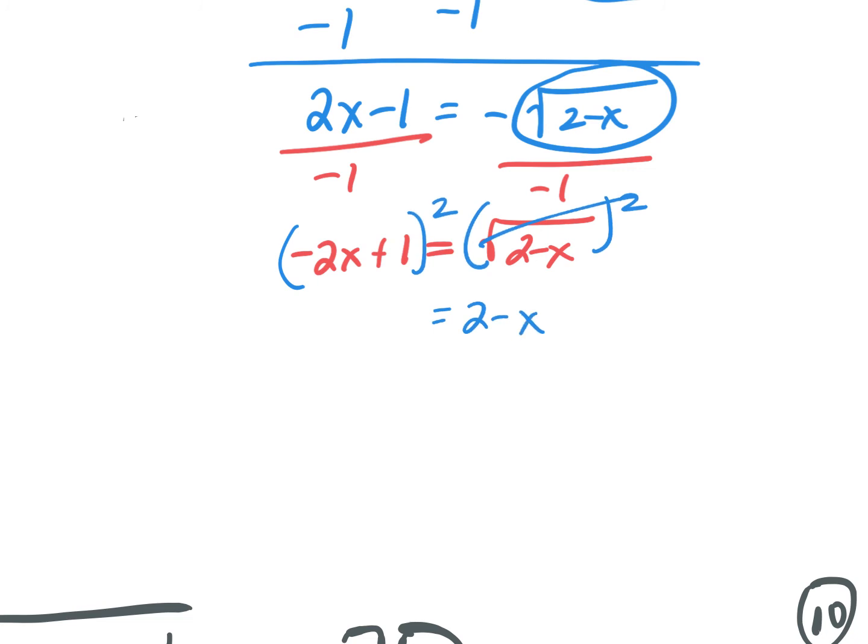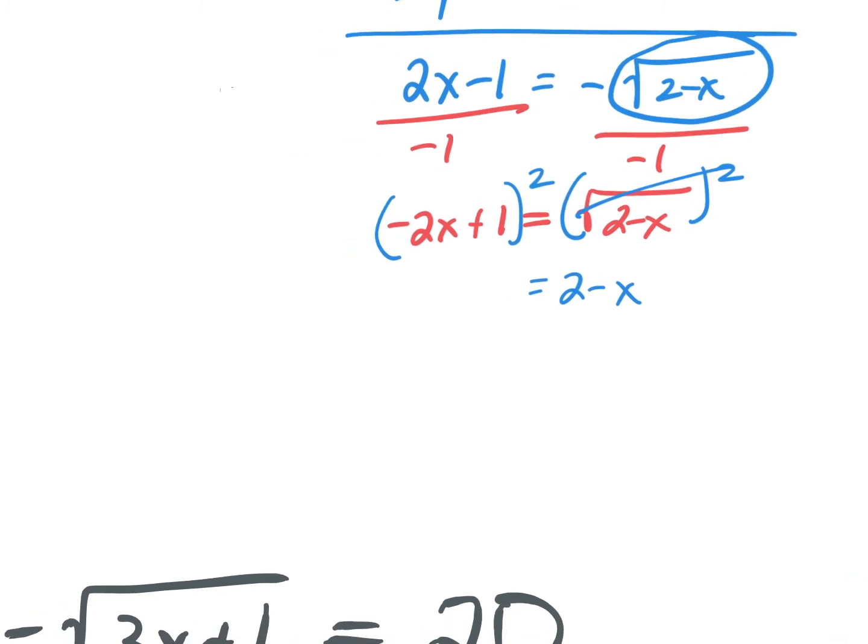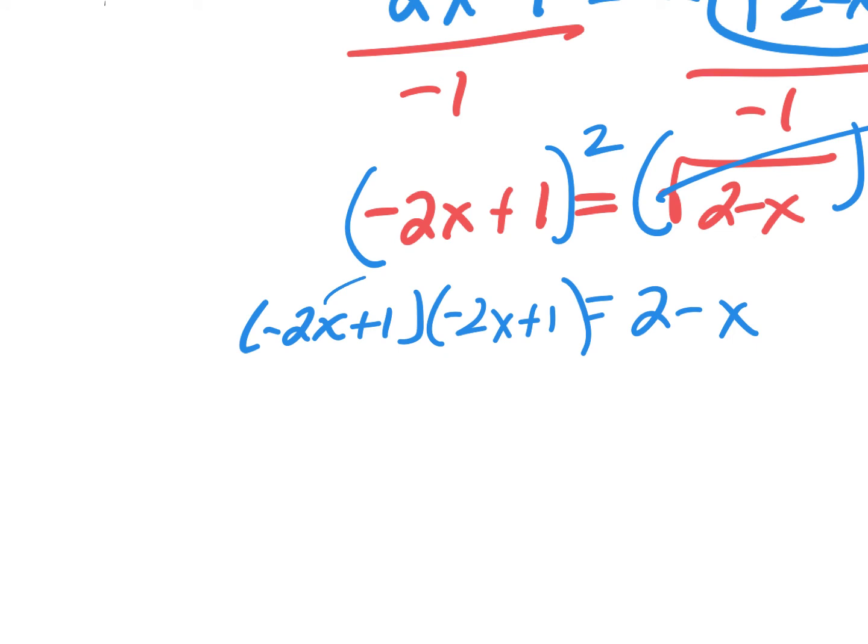What does -2x plus 1 quantity squared look like? This says -2x plus 1 quantity squared. That's what that 2 means. What does that look like? Like a FOIL. Why? Because you have how many of those parentheses? You have 2. It means I have 2 of them, so you have to FOIL. What's negative 2x times negative 2x? 4x squared. What is negative 2x times 1?